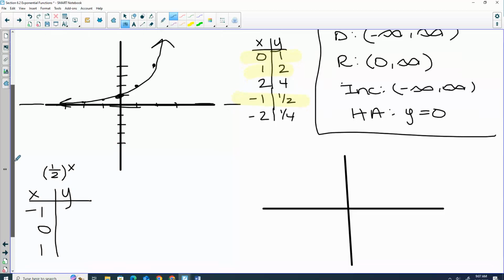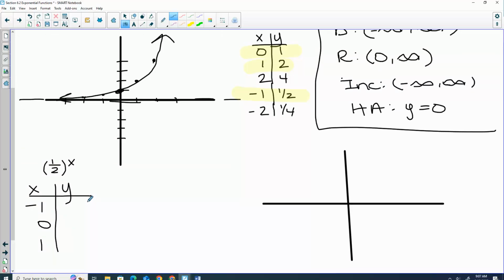What is 1/2 to the -1 power? 2. It just flips it. So we get -1, 2. 1/2 to the 0. Anything to the 0 power is 1. If I put in 1, 1/2 to the first is 1/2.